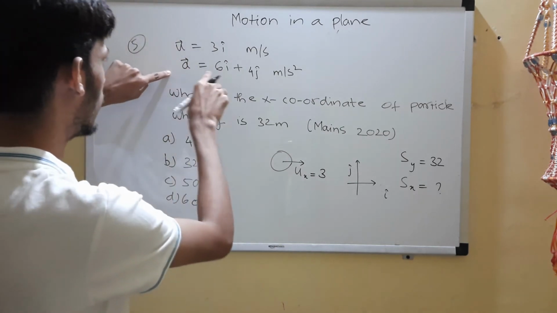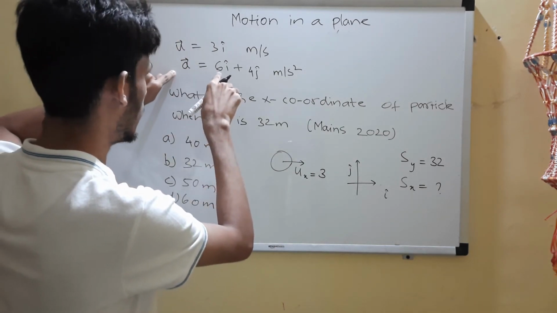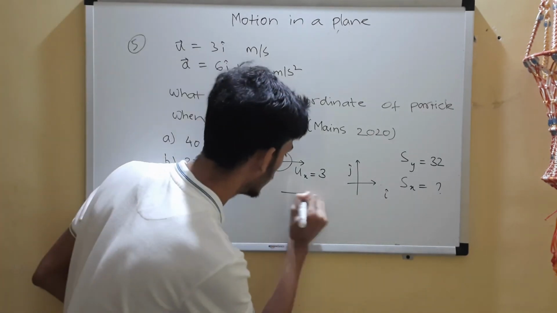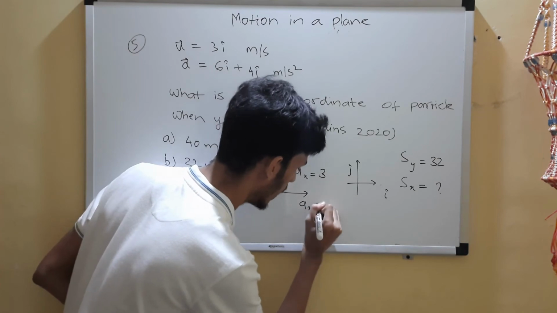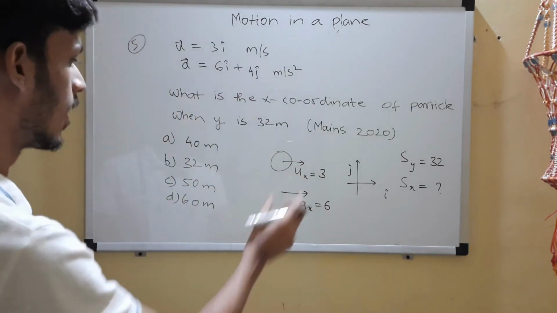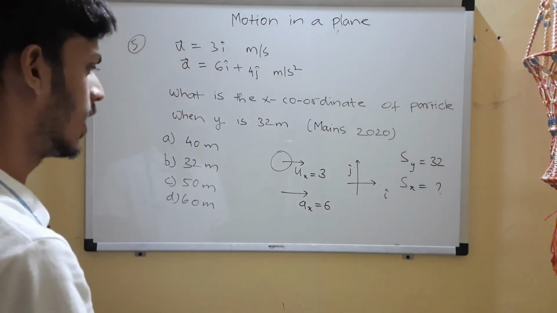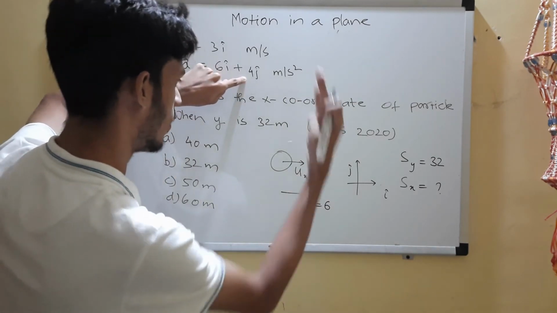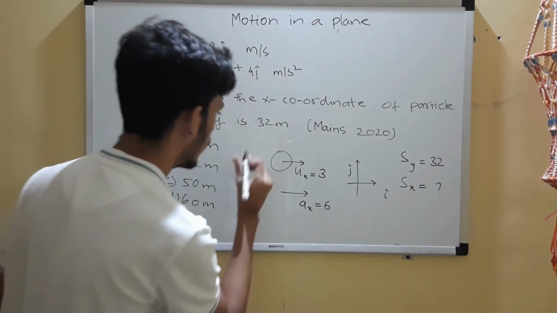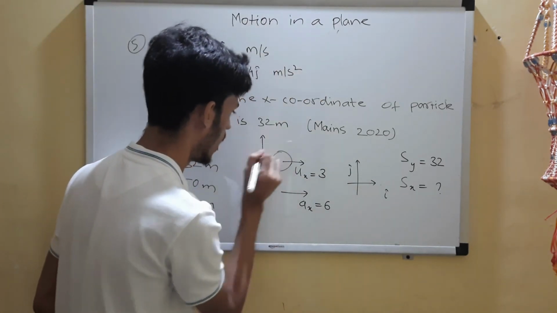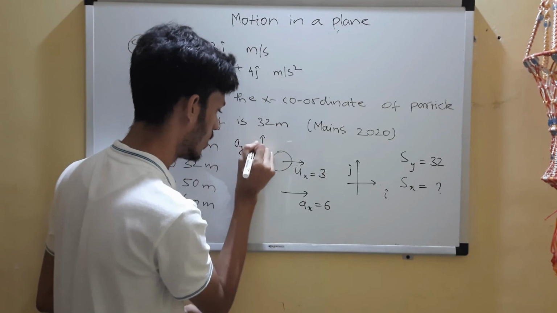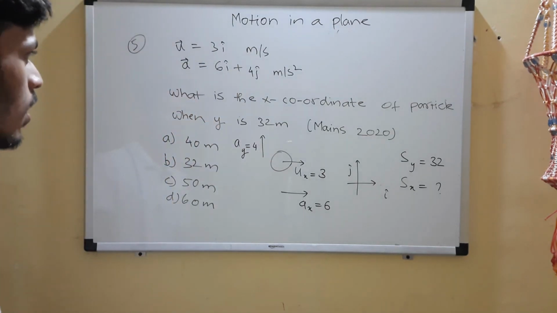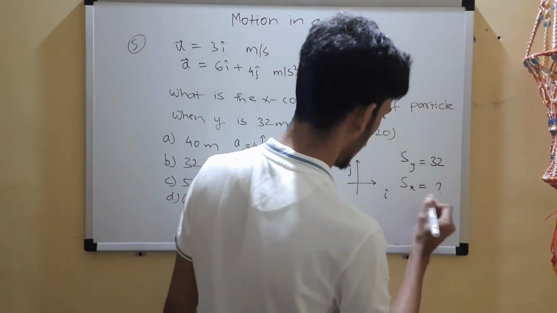Acceleration, if you see, is there in both directions. Here in x it is 6, so acceleration in x is 6. I'm not mentioning the vector aspect as I already know the direction. Acceleration in y, let's call it ay, is 4. What they have asked you for is sx.